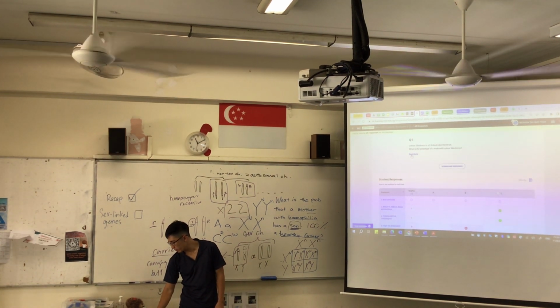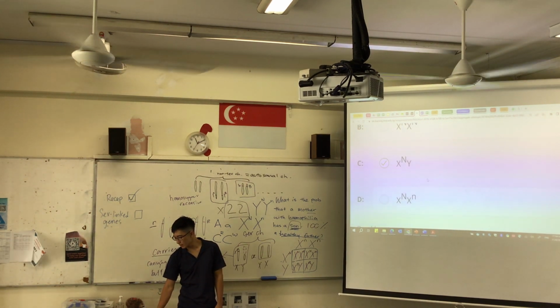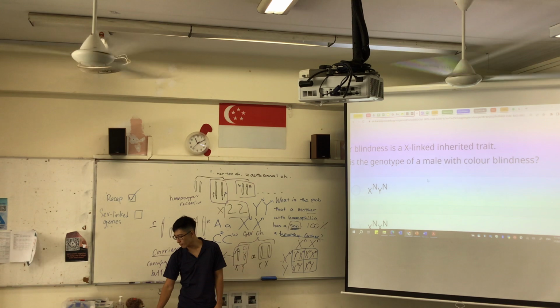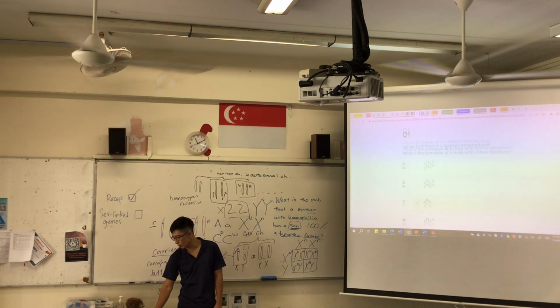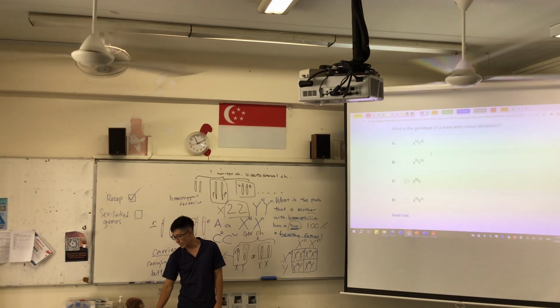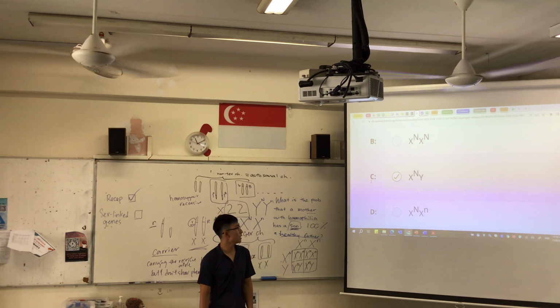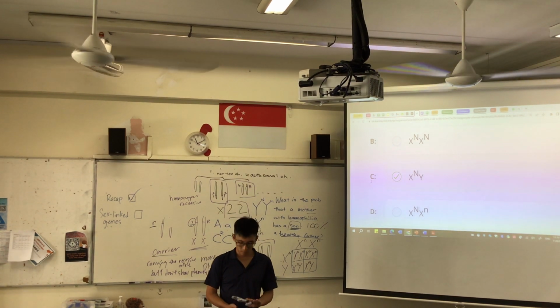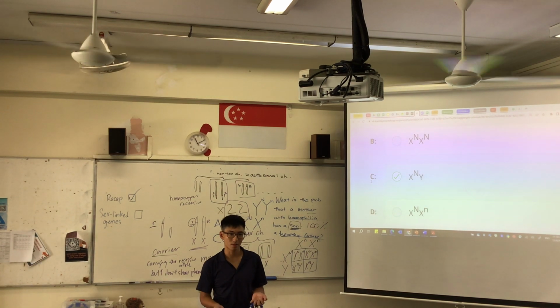Okay, we are kind of split between a few answers. Okay, so C is the correct answer. If you look over here, they're asking what's the genotype of a male with color blindness? They say color blindness is an X-linked inherited trait. I think the problem here is that we don't know whether color blindness is recessive or dominant, right? We have not been taught.